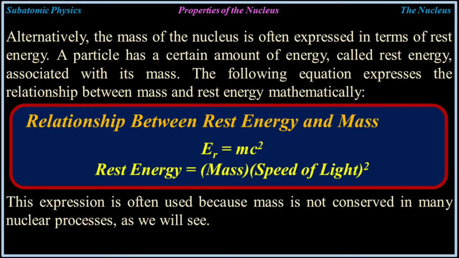Alternatively, the mass of a nucleus is often expressed in terms of rest energy. A particle has a certain amount of energy, called rest energy, associated with its mass. The following expression expresses the relationship between mass and rest energy mathematically. Relationship between rest energy and mass: rest energy equals mass times the speed of light squared.